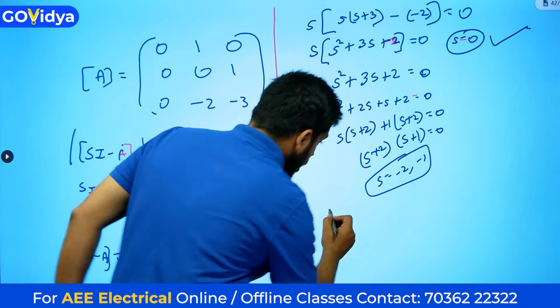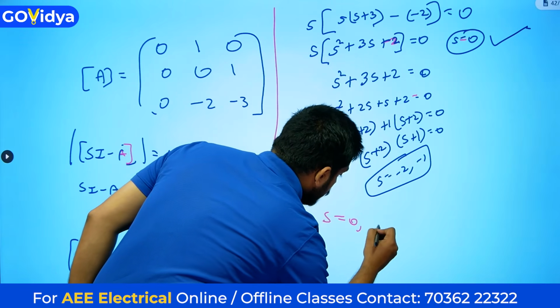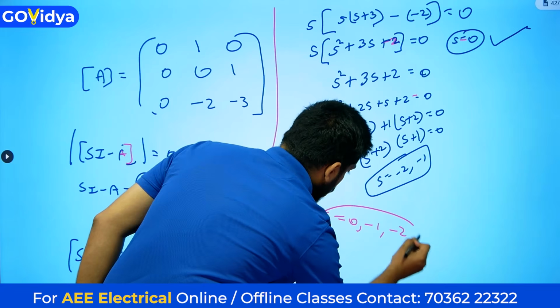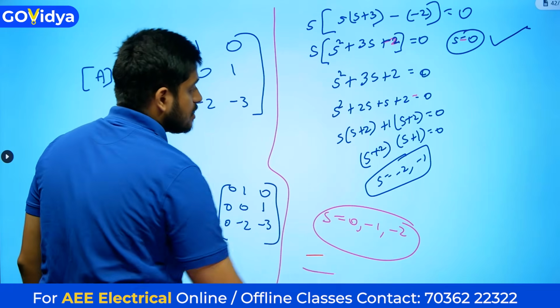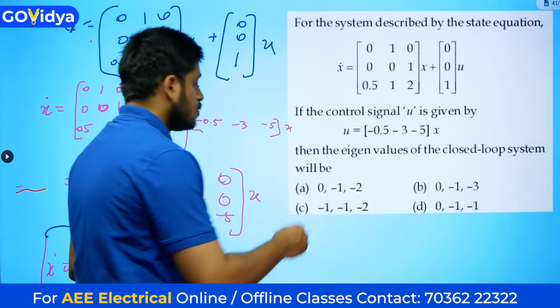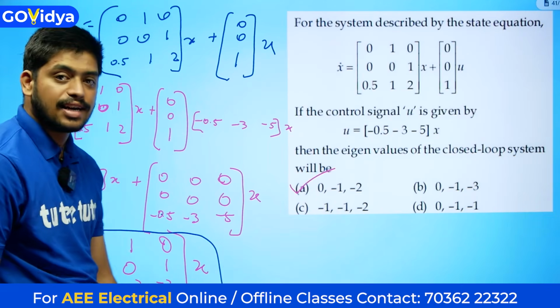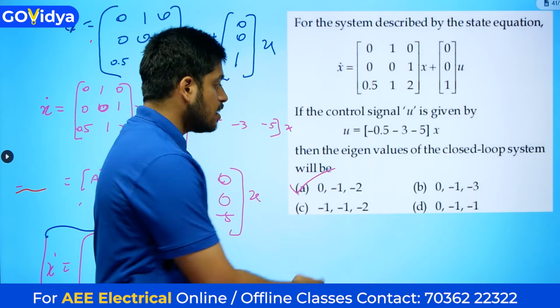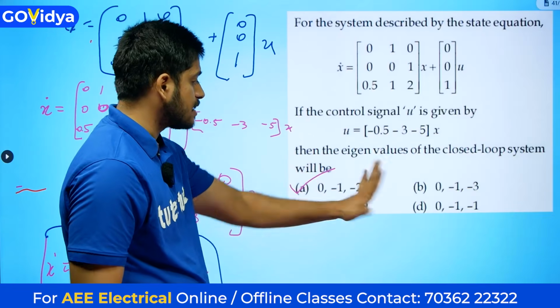So totally s equals 0, minus 1, minus 2 are my eigenvalues for that particular given system. So 0, minus 1 and minus 2. Option A is the right answer here. Understood, students? Let us move on to the next question. Simple, we need to apply matrices only.